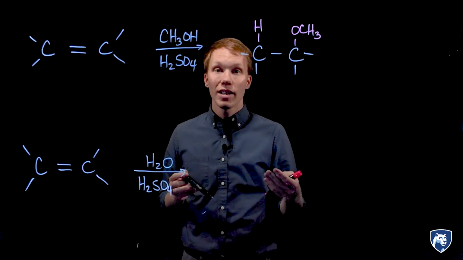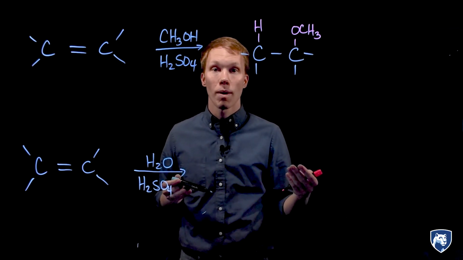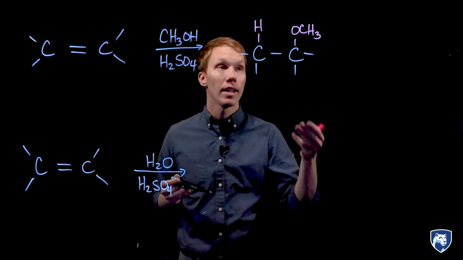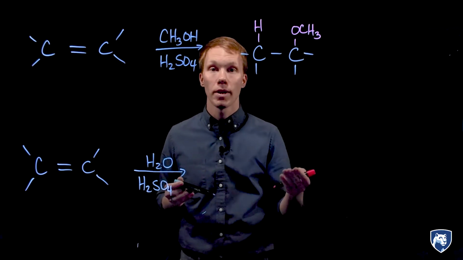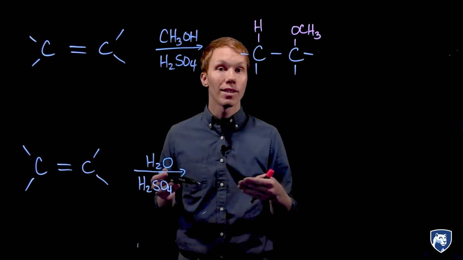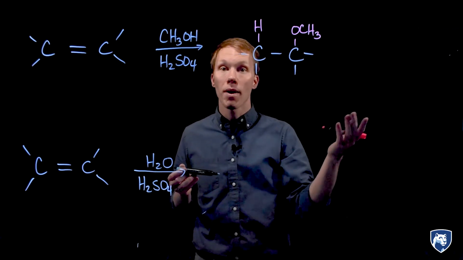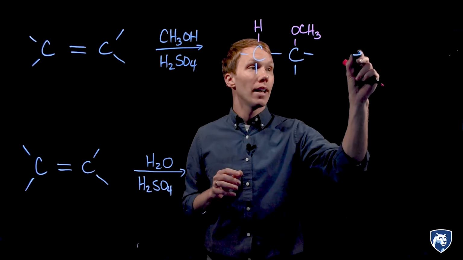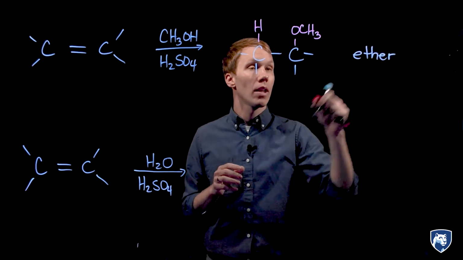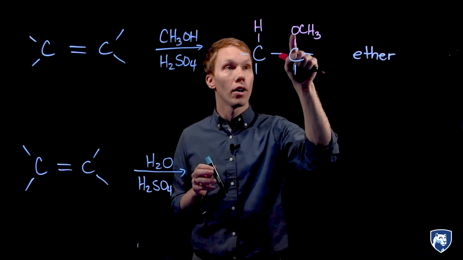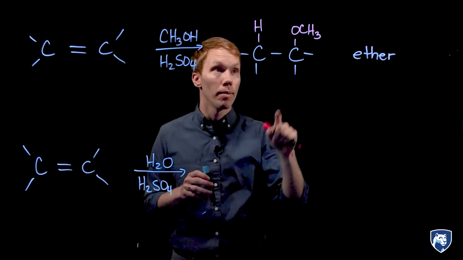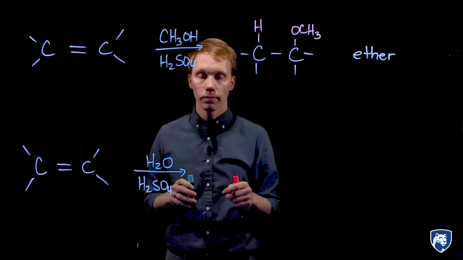R is the generic letter that organic chemists use to represent any alkyl chain. Here I've used methyl as my alkyl group, but it could be an ethyl, propyl, isopropyl, whatever you want it to be depending on what you want to have in your product. And this generates an ether functionality. We have that ROR arrangement of our carbon and oxygen atoms.